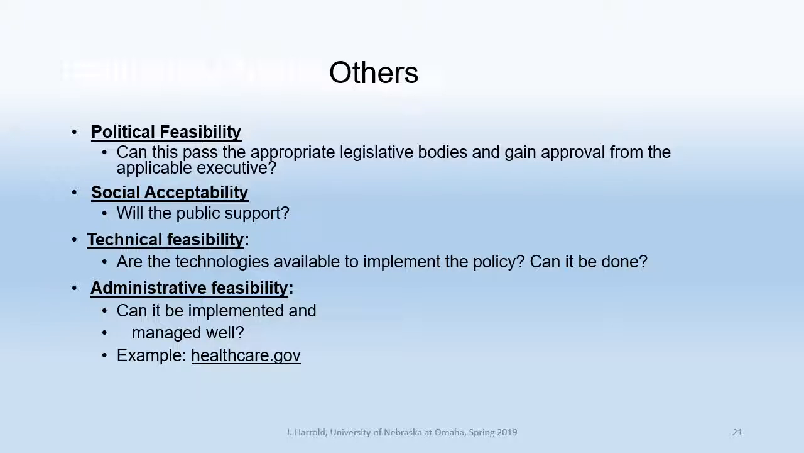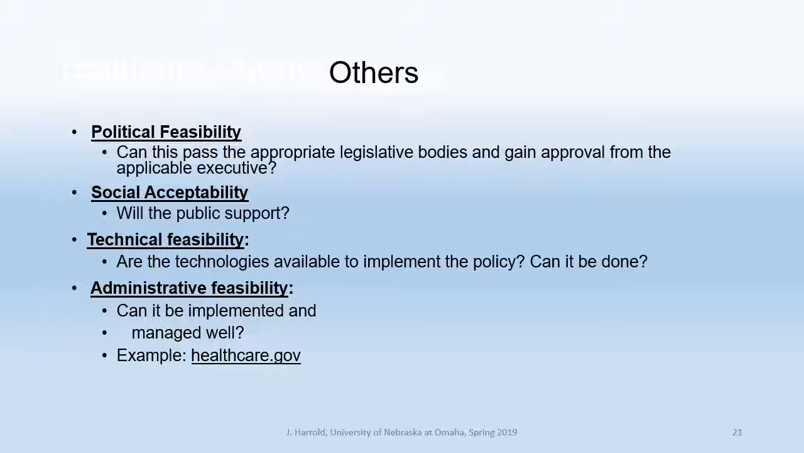And then there's social acceptability. Will the public support whatever this policy is? There's technical feasibility. Are technologies available to implement the policy, and can it actually be done? It wasn't necessarily a policy, it was an aspirational goal that President Kennedy stated: we're going to land a man on the moon in this decade. When he said that, some people thought it wasn't technically feasible, but it was. It required a lot of effort. So sometimes technical feasibility really is an important aspect of policy.